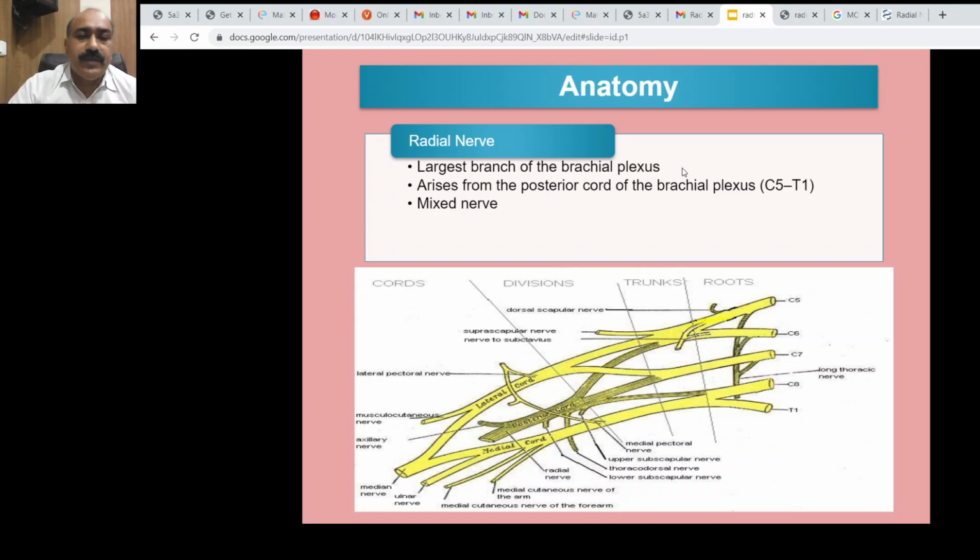Starting with anatomy, radial nerve is the largest branch of the brachial plexus. It arises as a direct continuation of the posterior cord of the brachial plexus. Here it is. It has root value of C5 to T1. It is a mixed nerve.